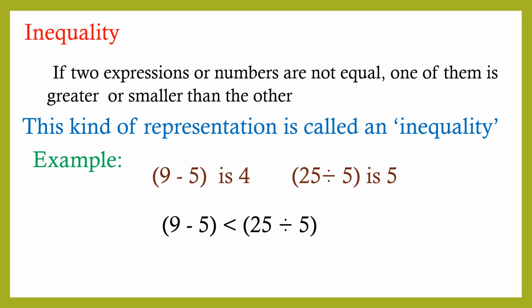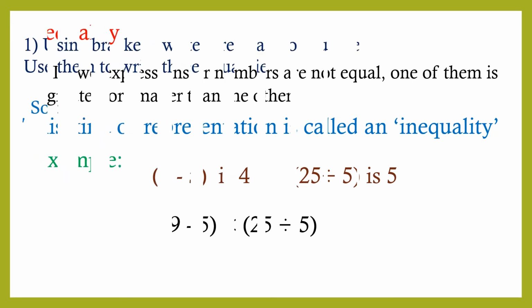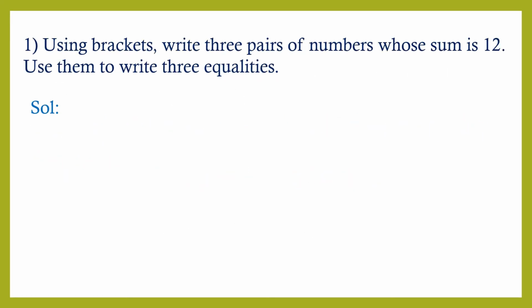Now, we have learned what an expression is, and what inequality and equality expressions are. Now, we are going to see how to write numbers as expressions. For example, using brackets, write 3 pairs of numbers whose sum is 12. Use them to write 3 equalities.